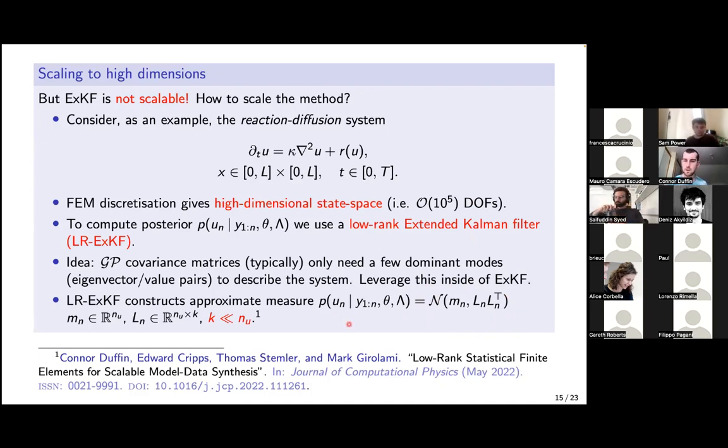So we chose to write out the filtering posterior as having this decomposition inside the covariance, where instead of a full rank covariance, we take a low rank covariance with k modes, which is assumed to be much less than the number of finite element basis functions, or finite element degrees of freedom, I should say.